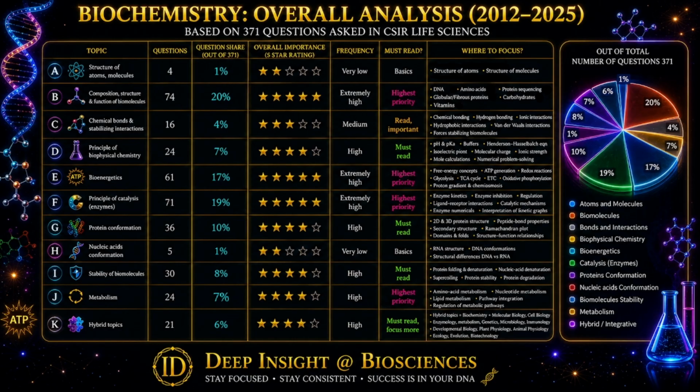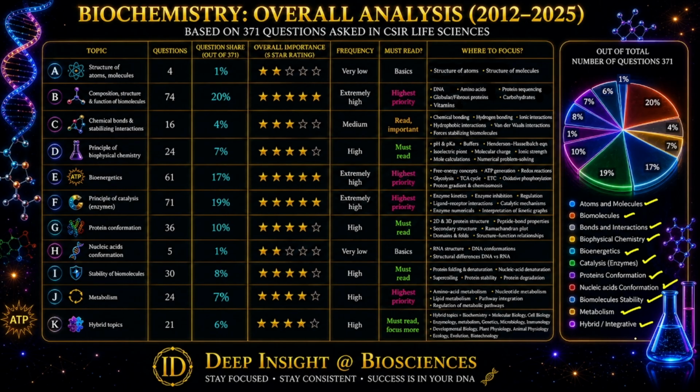The pie chart summarizes this complete distribution. Atoms and molecules 1%, biomolecules 20%, bonds and interactions 4%, biophysical chemistry 7%, bioenergetics 17%, catalysis or enzymes 19%, protein conformation 10%, nucleic acid conformation 1%, biomolecule stability 8%, metabolism 7%, hybrid or integrative questions 6%.